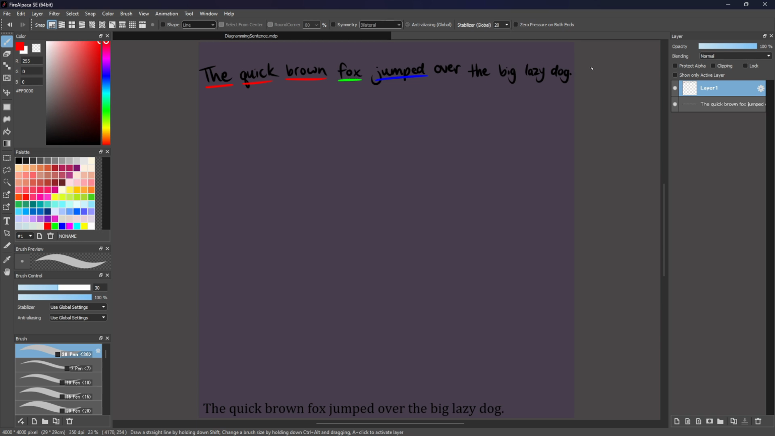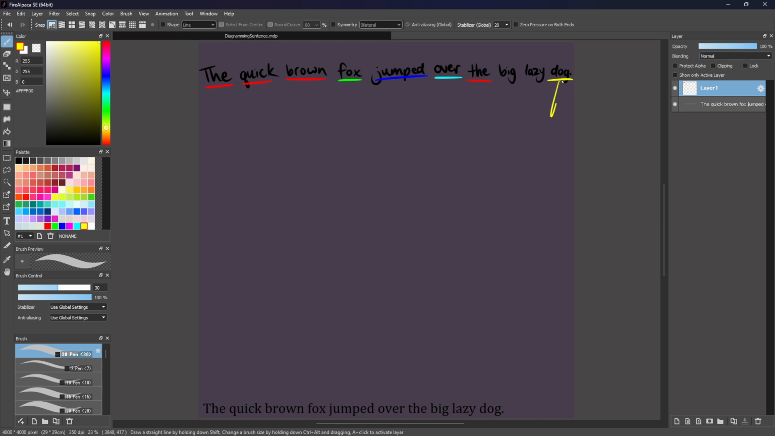But what about the next part of our sentence? Over the big lazy dog. This is where things get a little more complicated. You see, over is an adverb which describes the verb jumped. So we're going to make over this color. The is another article which describes dog, another noun. So let's put this here, put this here.